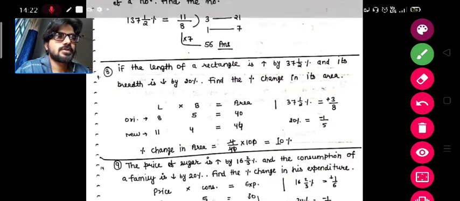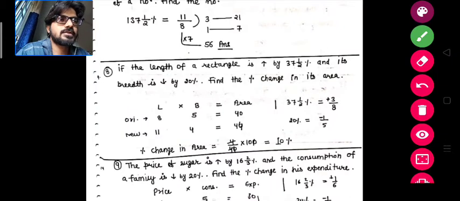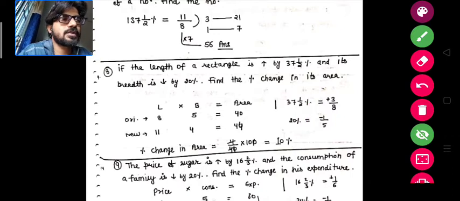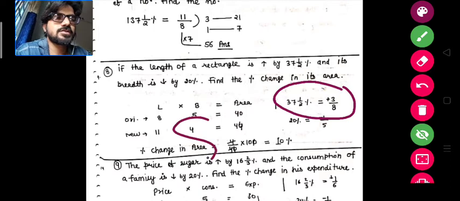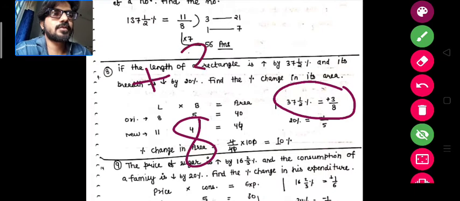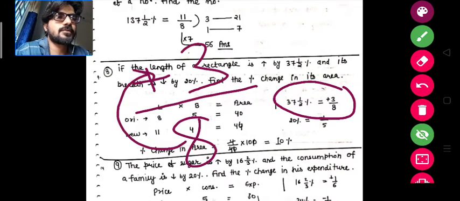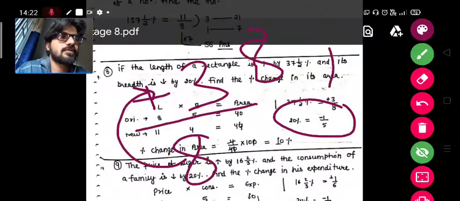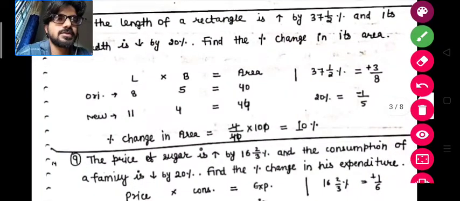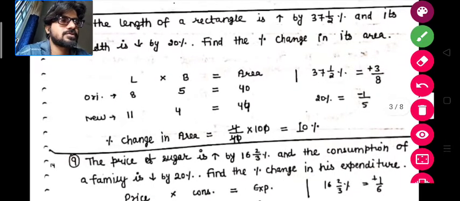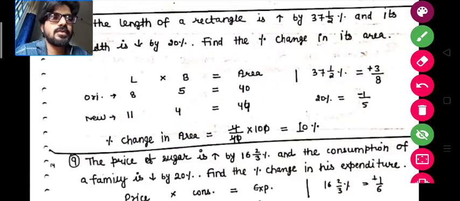You know that the length of a rectangle is increased by 37.5%. So 37.5% is, you know from the table, 8 by 3. Originally it was 8 and it is increased by plus 3. 37.5% means plus 3, so 8 plus 3. It was 8 and it became 11. So the original length of the rectangle was 8 and it has become 11.